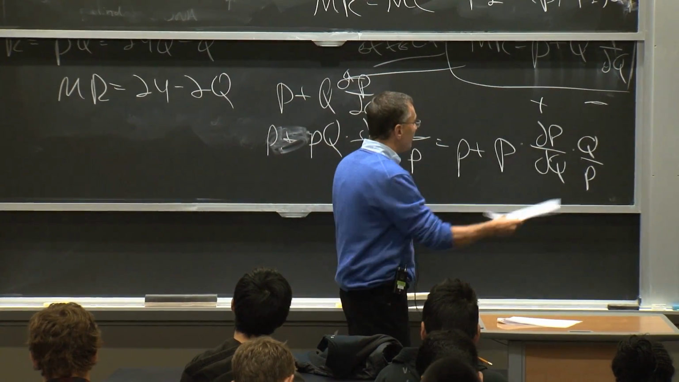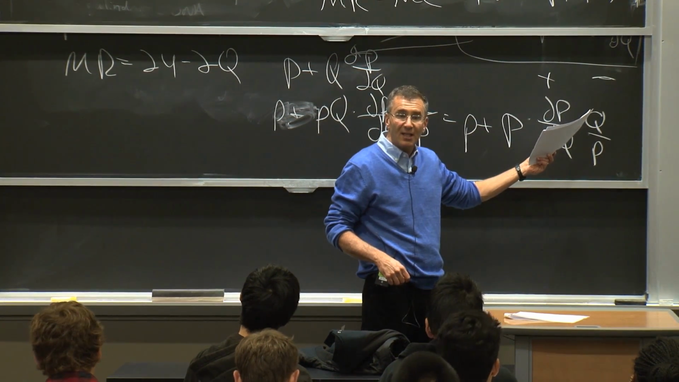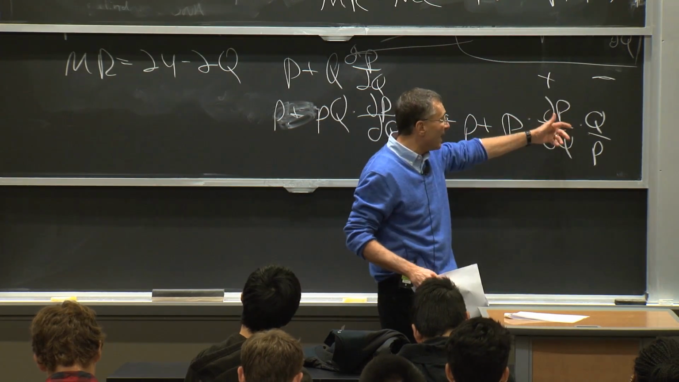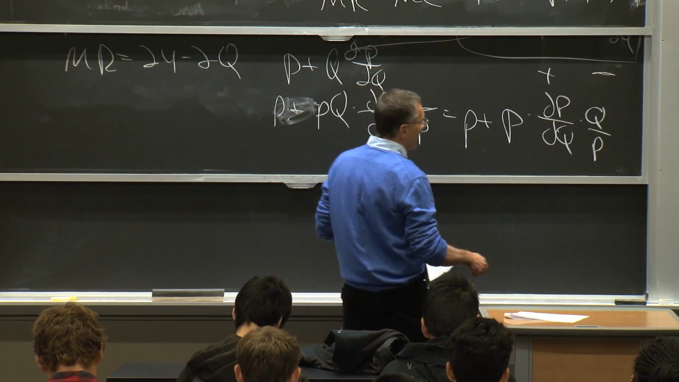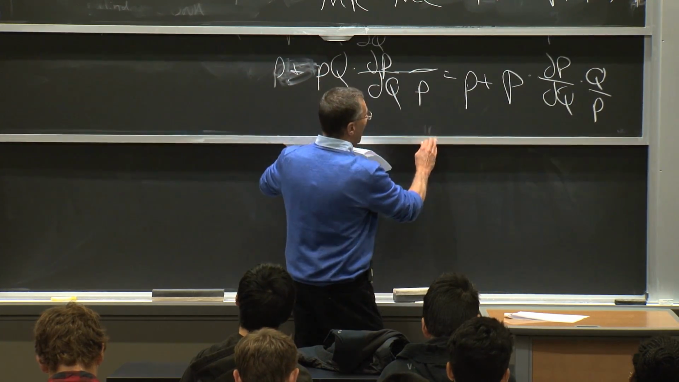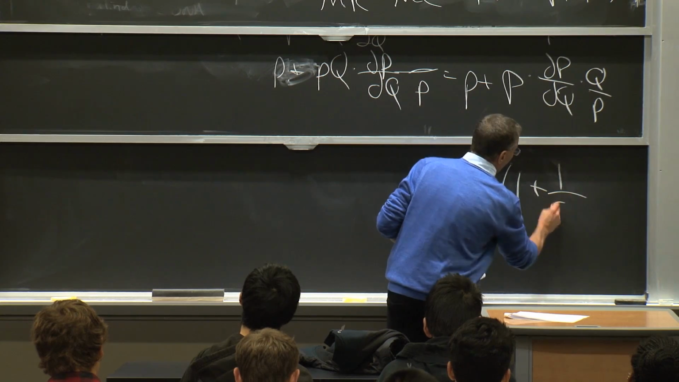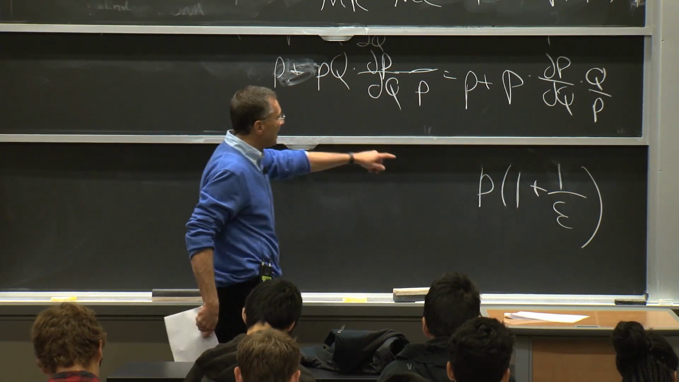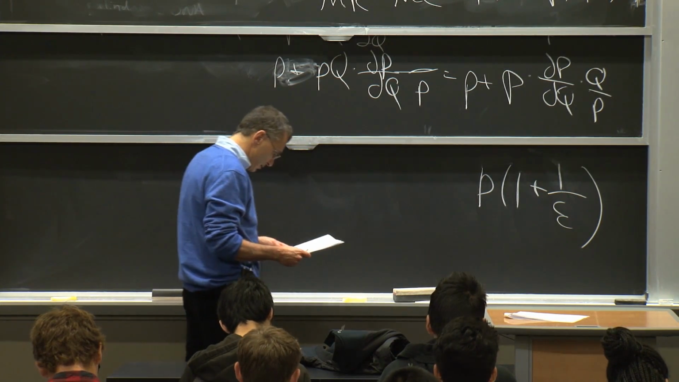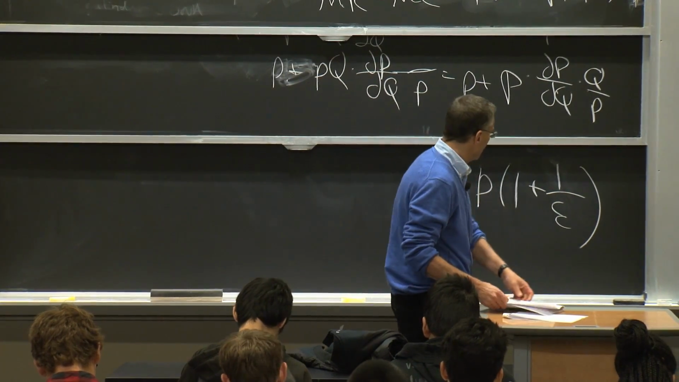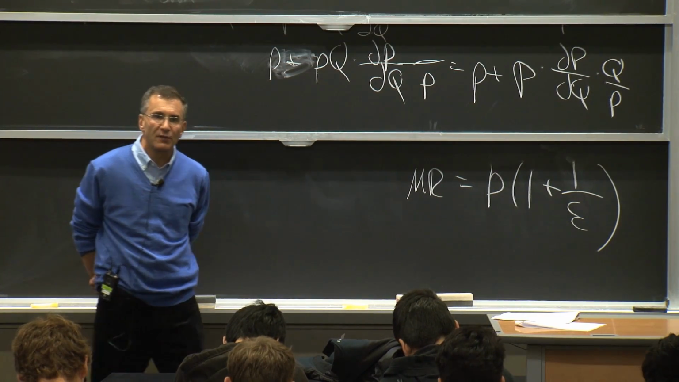Now this term should look familiar. This is the inverse of the elasticity of demand. Flip this around, dQ/dP times P over Q, that's the elasticity of demand. So we can rewrite this equation as P times 1 plus 1 over the elasticity of demand. So marginal revenue equals P times 1 plus 1 over the elasticity of demand.